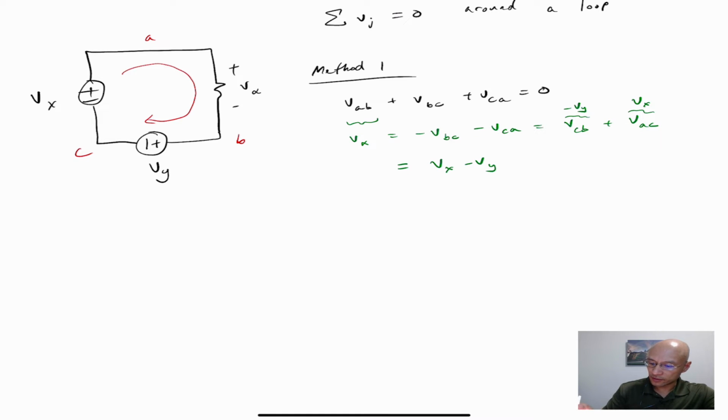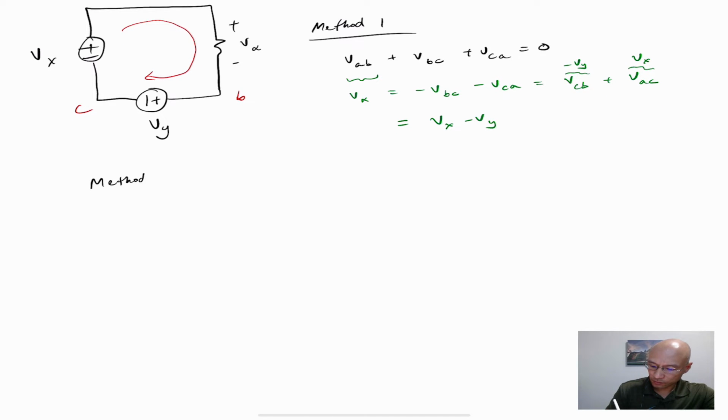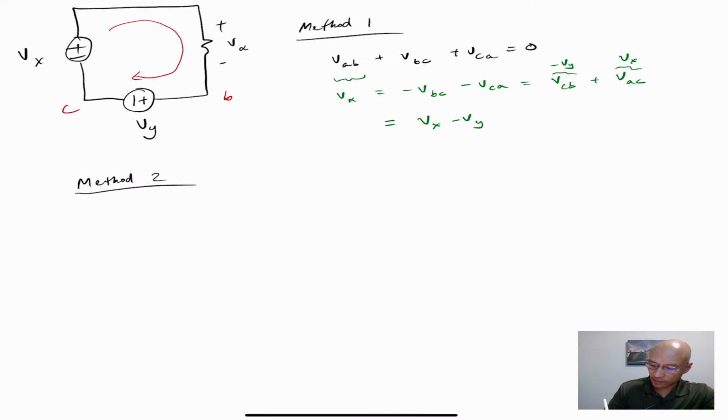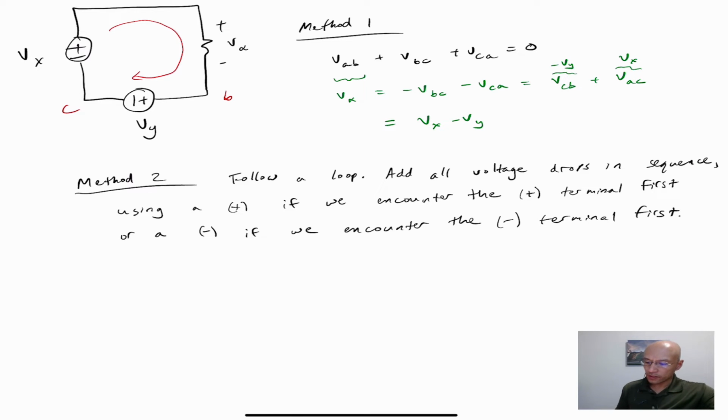All right, so now let's look at it using another method. And really all these methods are equivalent. Method 2 might be a shortcut for method 1, and the idea is the same. We'll follow a loop. Okay, so I've written this out. We're going to add the voltage drops in sequence around the loop. We use a plus if we encounter the plus terminal first, and a minus if we encounter the minus terminal first. What does that look like in this example?